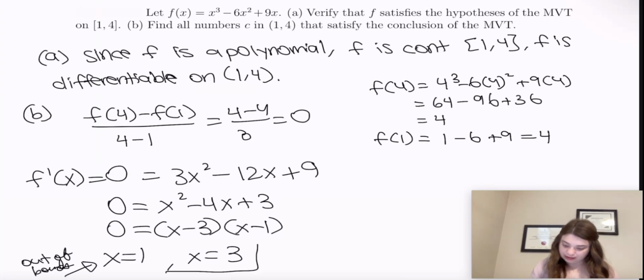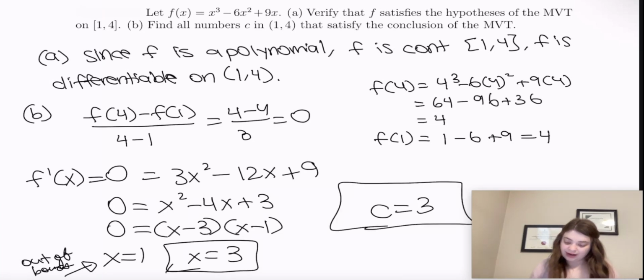And so the actual answer then is going to be 3. And so that's my final answer, that c is equal to 3. And that is the only number that satisfies the conclusion of mean value theorem that is also part of the interval that they said that they wanted. All right, let's do one more free response for today.